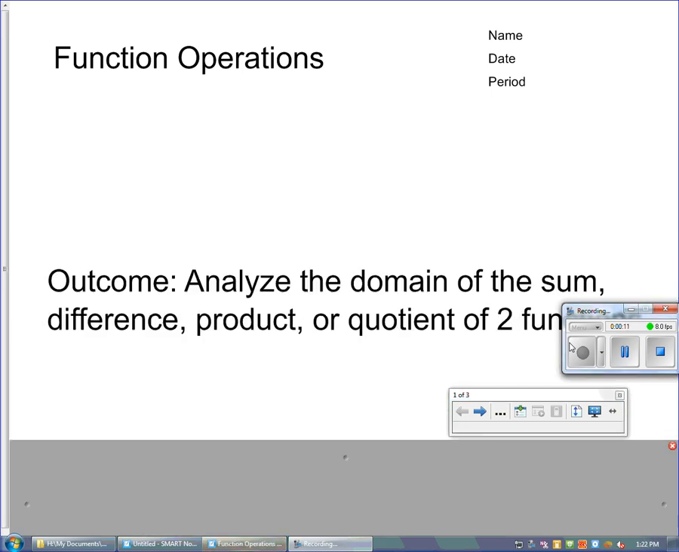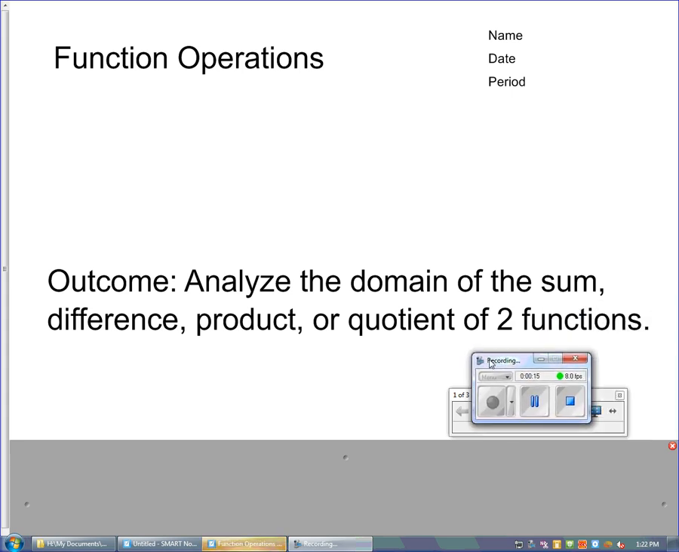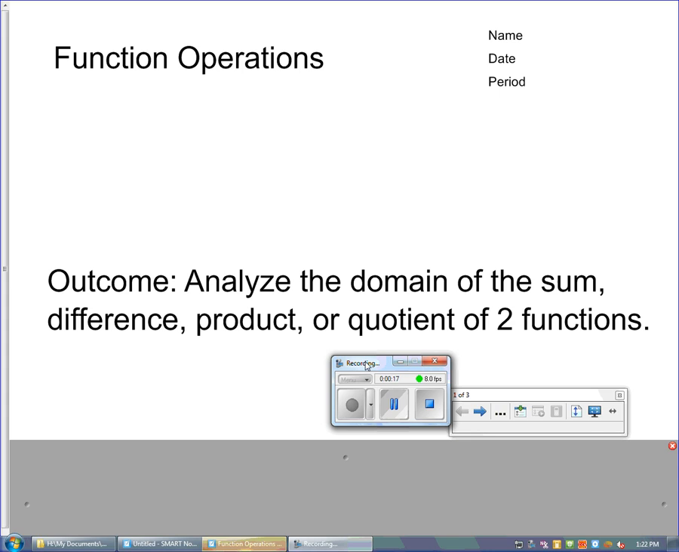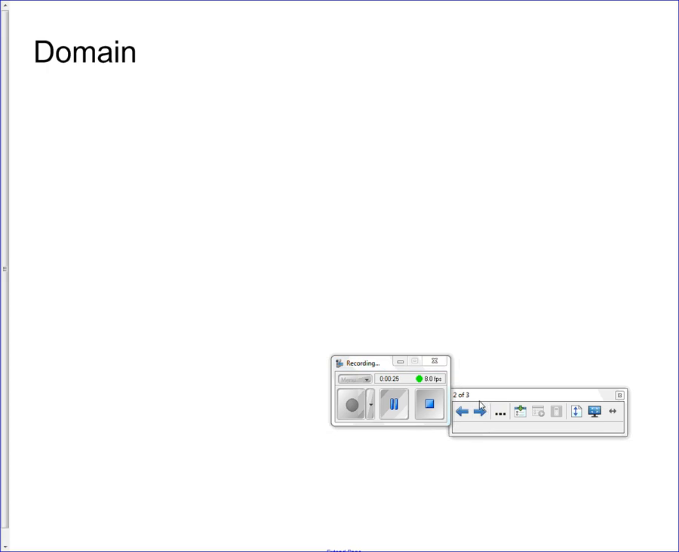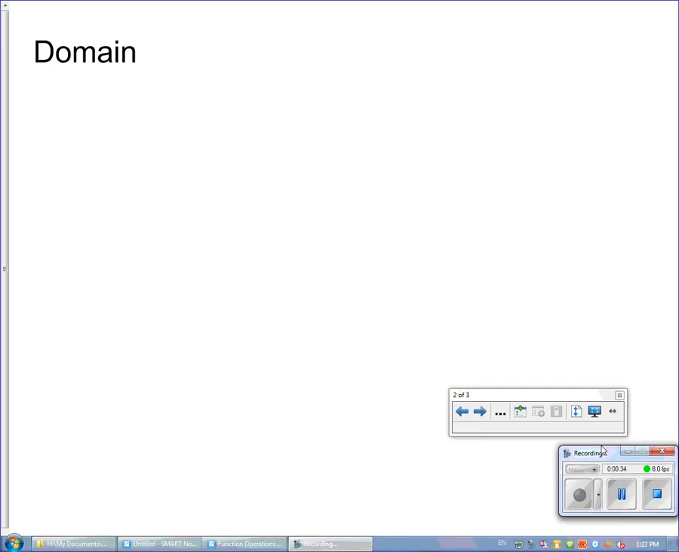And the outcome for these notes is that you'll be able to analyze the domain of the sum, difference, product, or quotient of two functions. Those are your four basic operations: adding, subtracting, multiplying, and dividing. So before we actually talk about how to add, subtract, multiply, divide, we're first going to talk about the domain of a function. As a refresher, your domain is all of your possible inputs.